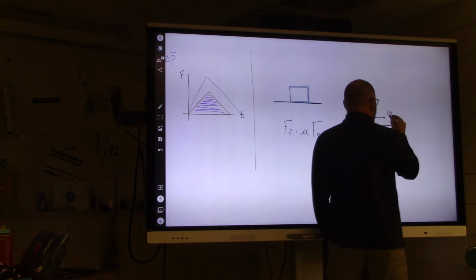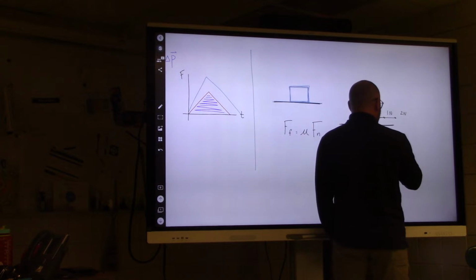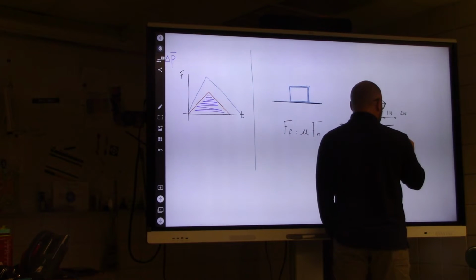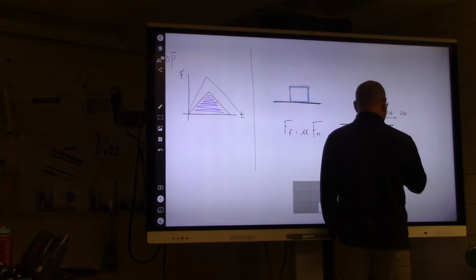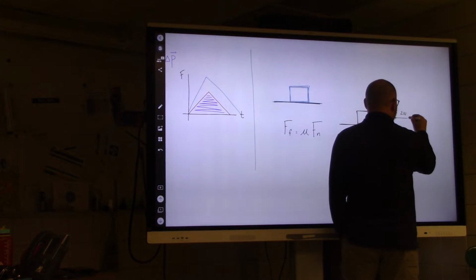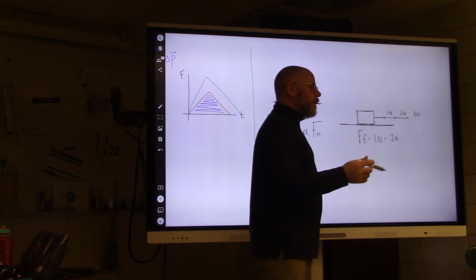Is that cool? Now I'm going to pull with 2 Newtons, and guess what? It still doesn't go. What's the frictional force now? 2 Newtons. All right, if I pull with 3 Newtons, it's going to start to slide.